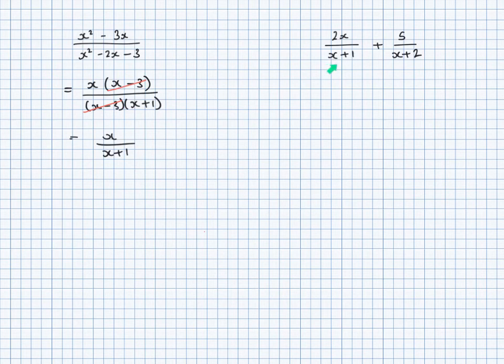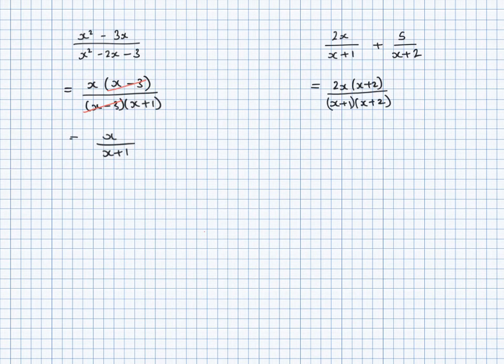Now these ones are a little harder to simplify actually. You have to add these two fractions, which means you need a common denominator, and that means they change quite a lot. So let's see how that works. Now if I multiply the numerator and denominator of the first fraction by x plus 2, I get this.